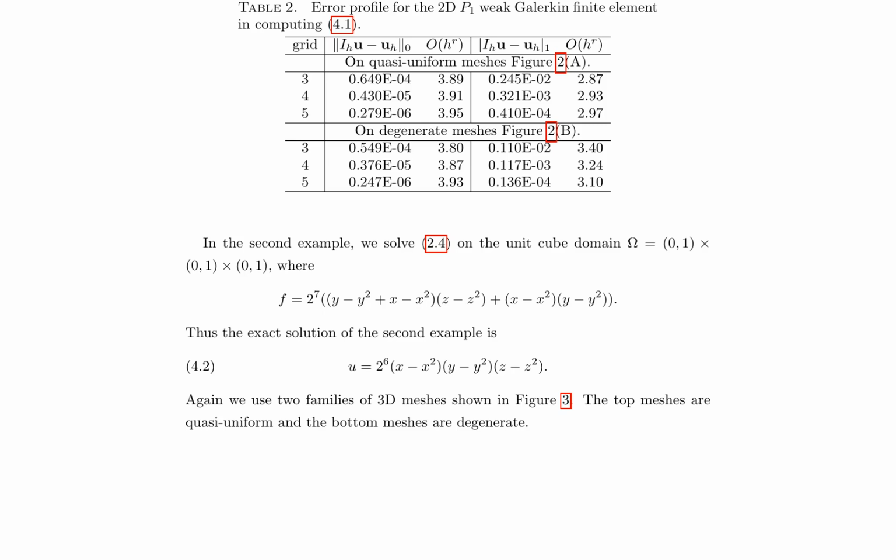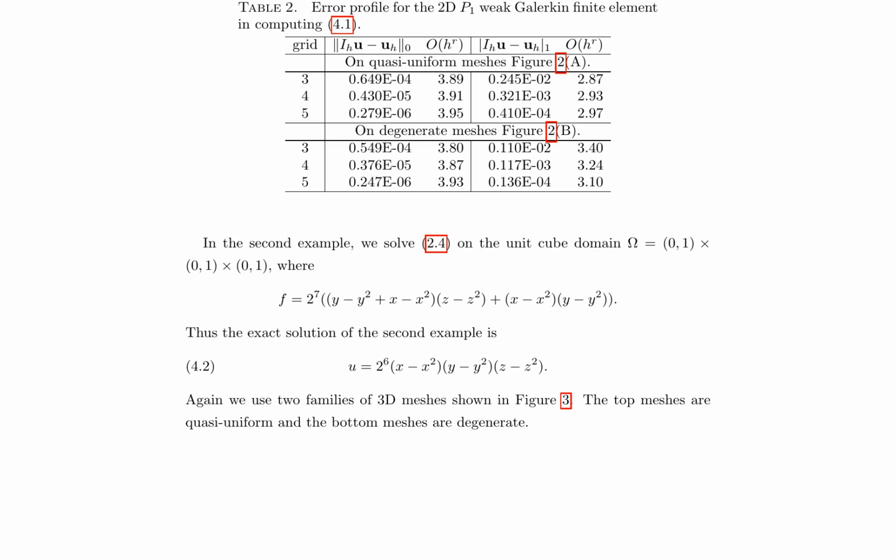The authors then proceed to the second example, solving equation 2.4 on the unit cube domain omega equals 0, 1 times 0, 1 times 0, 1, with a specific choice of f given by equation 4.2. The exact solution to this problem is u equals 26, x minus x2, y minus y2, z minus z2.